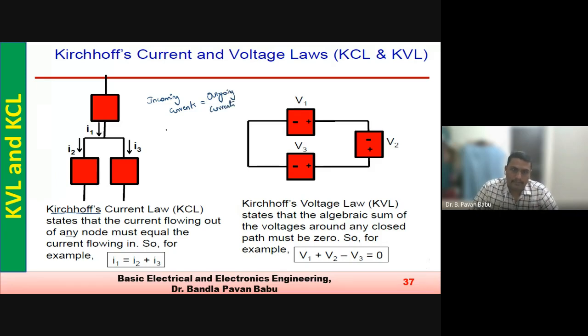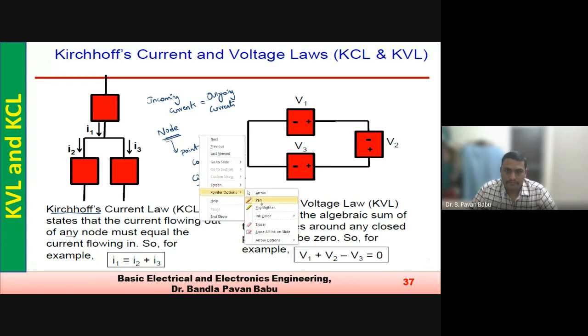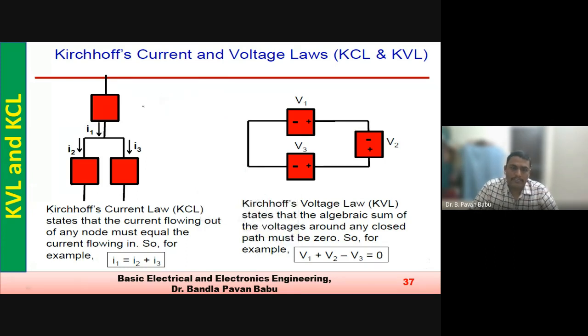Before that you may ask me, sir, what is a node? A node is a point of connection of circuit elements. Again, if you ask me what the circuit elements are, those are resistor, inductor, capacitor, voltage source, and current source. All these 5 components come under circuit elements. The point of connection of these circuit elements can be termed a node. So incoming currents is equal to outgoing currents.